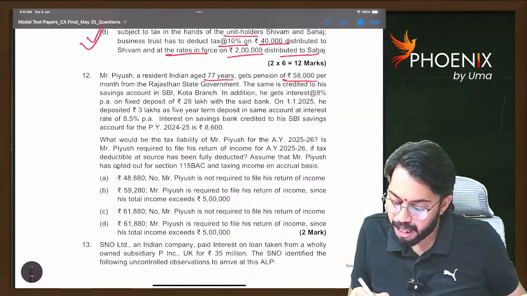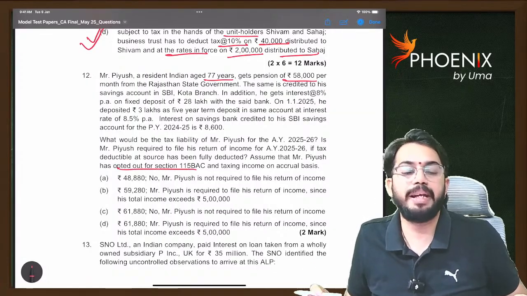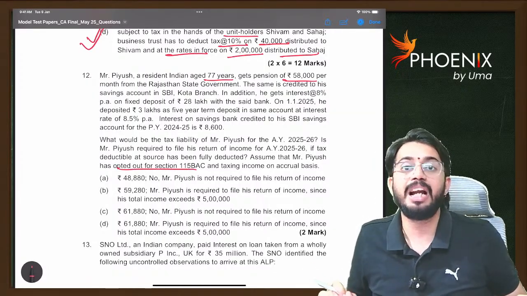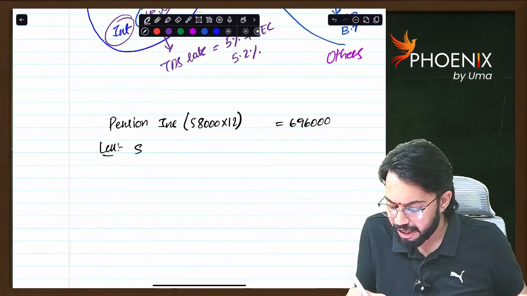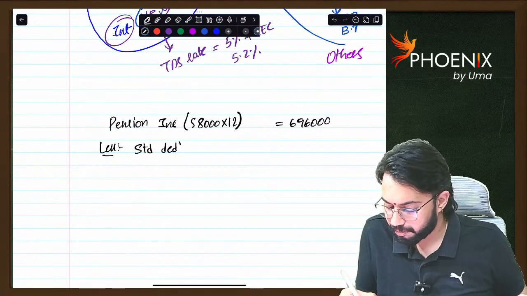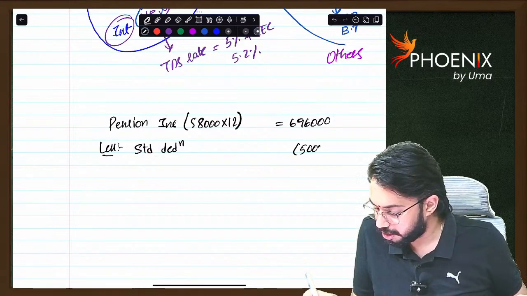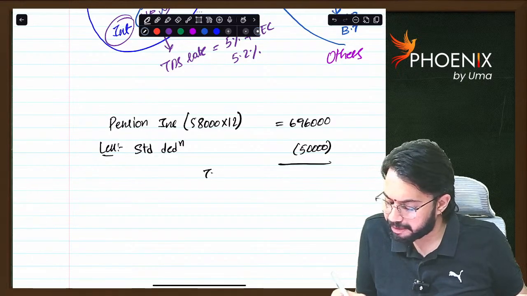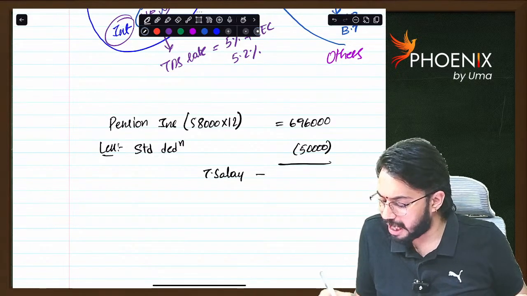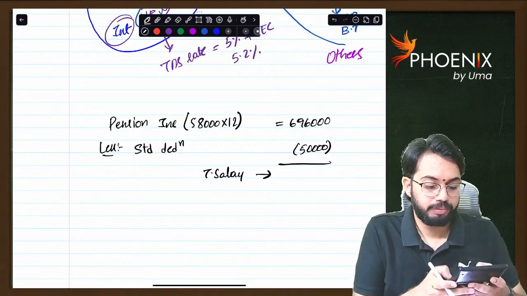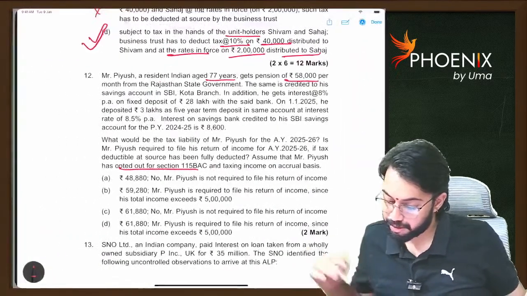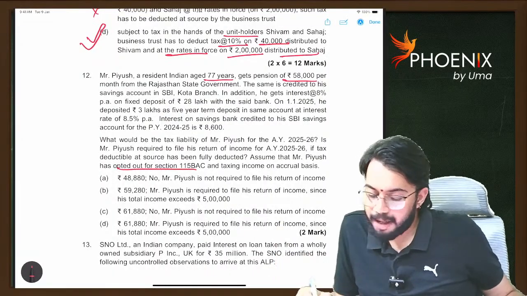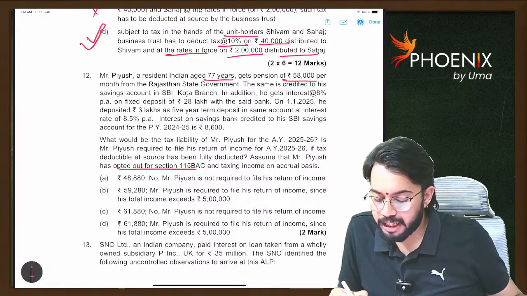Assume Mr. Piyush has opted out of 115BAC. That means he is paying taxes under optional tax rates. Under optional tax rates, standard deduction is 50,000. So, how much is taxable salary? Taxable salary is equal to 6,46,000. The same is credited to his savings bank account in SBI Kota branch.